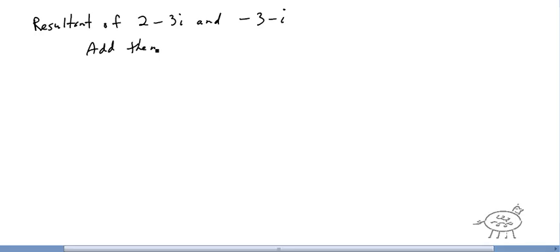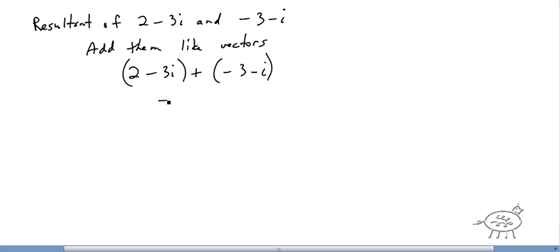If I want to find the resultant of 2 minus 3i and negative 3 minus i, basically you're just going to add them like vectors. So it's 2 minus 3i plus negative 3 minus i. And that gives you 2 minus 3, negative 1. Negative 3i minus 1i is minus 4i. So that is the resultant.